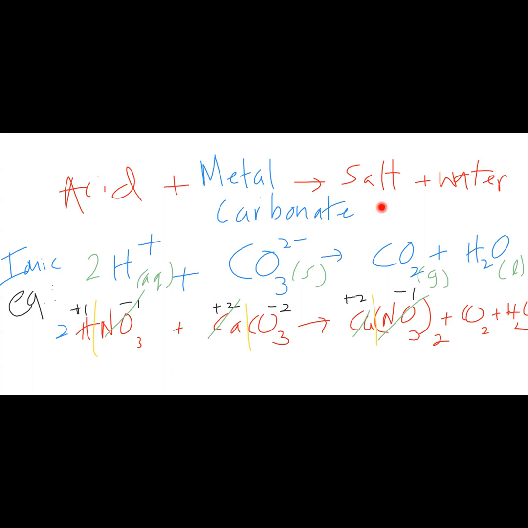Okay, that's the common ionic equation for metal carbonates with acids. Likewise, we had 3 sets: metals with acids, metal hydroxides with acids, metal oxides with acids, and now metal carbonates with acids. So then children, we're going to stop.